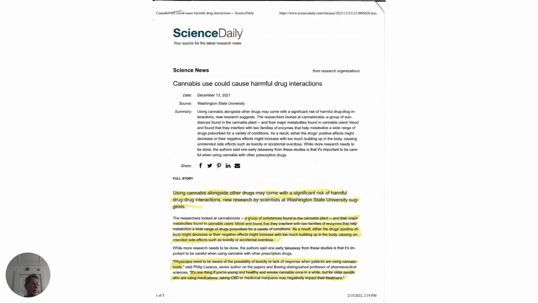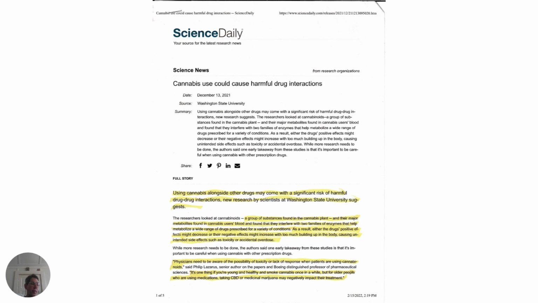But yeah, to get started, we look. Using cannabis alongside other drugs may come with a significant risk of harmful drug interactions. New research by scientists at Washington State University suggests a group of substances found in the cannabis plant and their major metabolites found in cannabis users' blood interfere with two families of enzymes that help metabolize a wide range of drugs prescribed for a variety of conditions. As a result, either the drug's positive effects might decrease or their negative effects might increase with too much building up in the body, causing unintended side effects such as toxicity or accidental overdose.